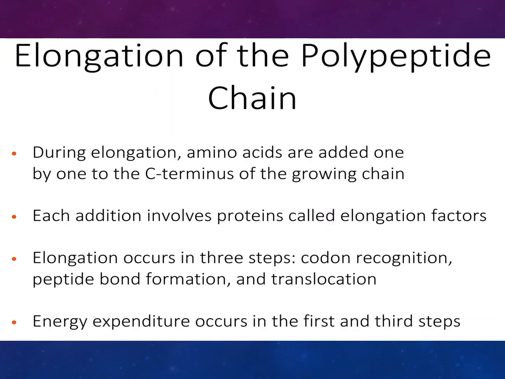During elongation, which is the second step, amino acids are added one by one to the 3' terminus of the growing chain. Each addition involves proteins called elongation factors. Elongation occurs in 3 steps: codon recognition, peptide bond formation, and translocation. Energy expenditure occurs in the first and third step.